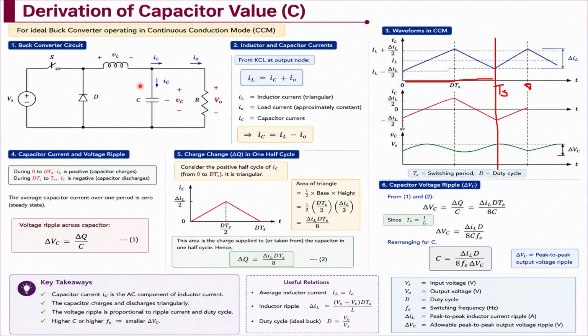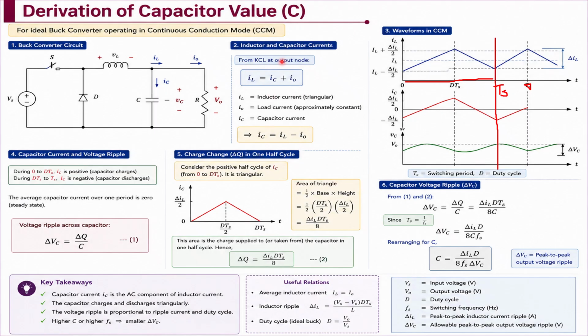These both are parallel to each other. So V output will be equal to VC. So this is the output voltage. To maintain this voltage at a constant value, we are connecting this capacitor. Otherwise, if there is no capacitor, your output voltage will also be a square wave. You will not get a constant voltage output. Now we will do the derivation, or we will find how we can calculate the value of capacitance.